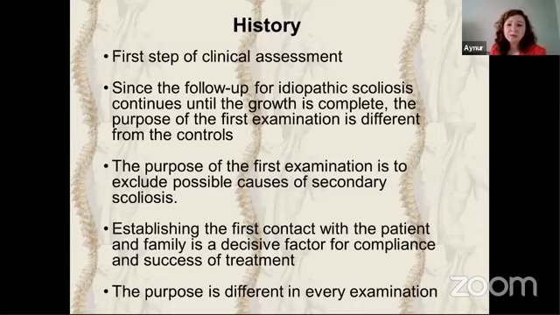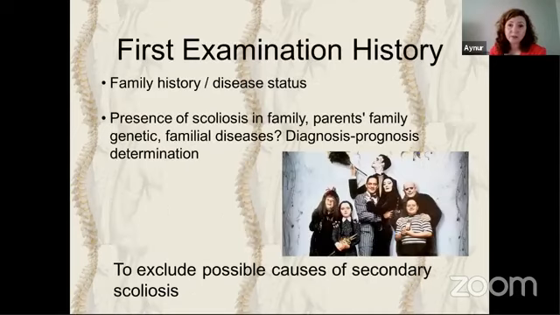The first step of clinical assessment is to take the history of the patient. Since the follow-up for idiopathic scoliosis continues until the growth is complete, the purpose of the first examination is different from the controls. The purpose of the first examination is to exclude possible causes of secondary scoliosis. Establishing the first contact with the patient and family is a decisive factor for compliance and success of treatment. If you do not connect with your patient, the treatment will not be as successful as you want. The connection with the patient is very important. The purpose is different in every examination.